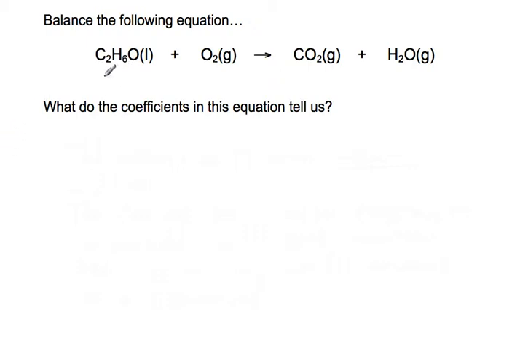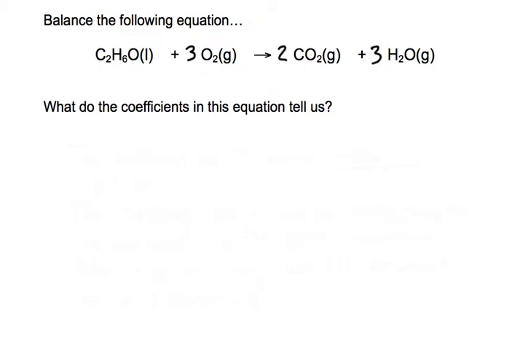So I look at the carbons. I have 2 carbons here, CO2, so I balance with 2 carbons. I have water, H2O. I'm going to balance the hydrogens by balancing with water, and I have 6 hydrogens in my reactant, so 3 water molecules. And now I'm going to balance the oxygens. I have 7. I have 1 plus 6 makes 7. So there's the balanced chemical equation.